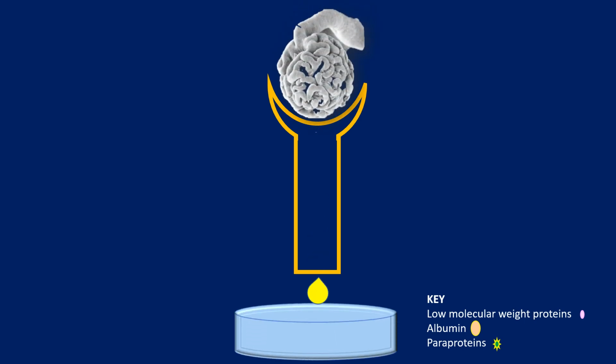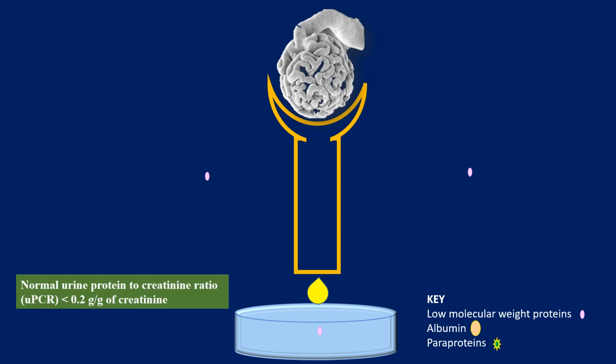Here we have our glomerular filtering unit. Under normal conditions, low molecular weight proteins are freely filtered, but get reabsorbed almost completely by proximal tubules. Because of this, the total amount of proteinuria, estimated as urine protein to creatinine ratio or UPCR, is typically very low and less than 0.2 gram per gram of creatinine in individuals with normal kidney function.